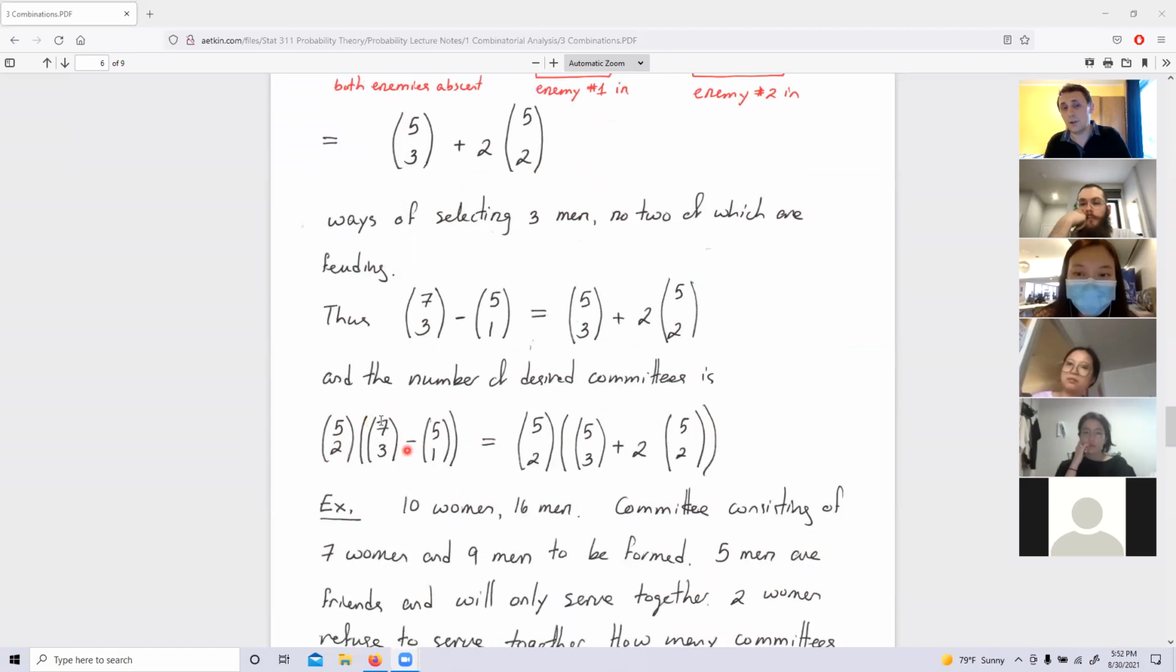So this is the first way we calculated it, by removing the enemy committees, and this is the second way of calculating it, by conditioning on whether person 1 is in or person 2 is in or none of them are in.